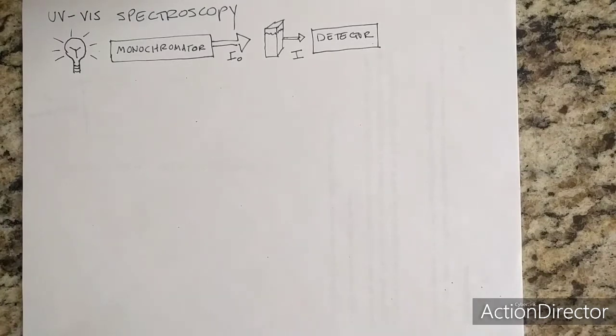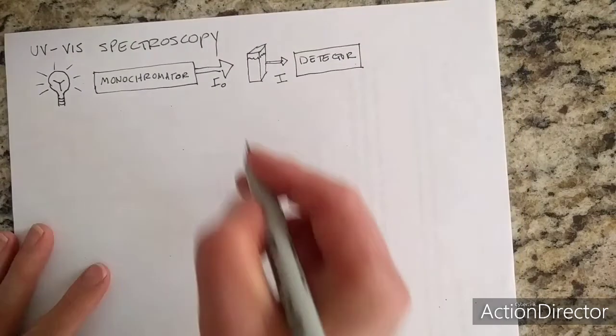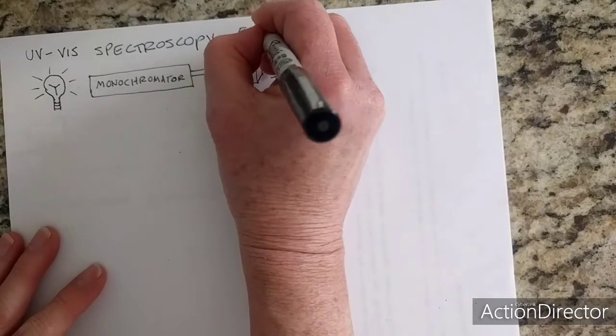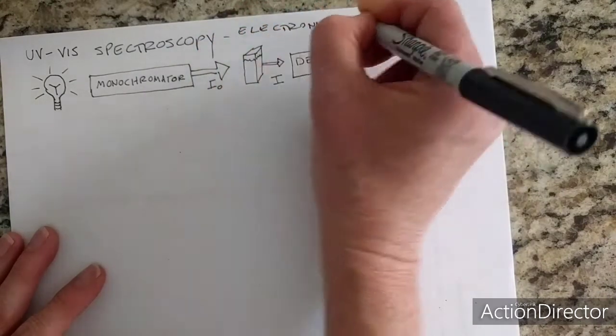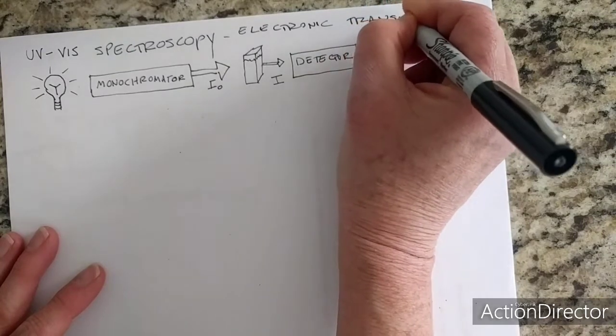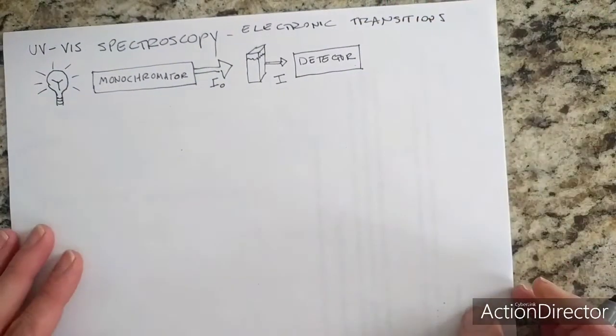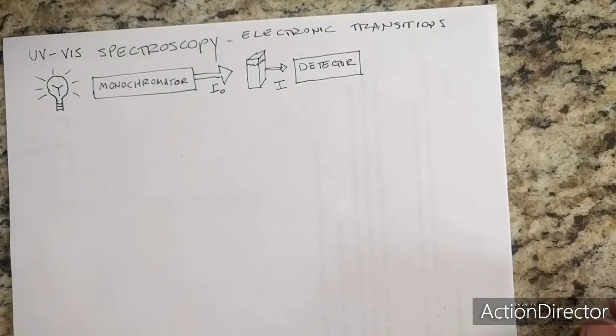All right, so up next we have UV-Vis spectroscopy. And UV-Vis spectroscopy is all about electronic transitions. Our EMR is going to come in. Our electrons are going to absorb that EMR, go to a higher energy level, and then of course they emit EMR when they go to a lower energy level. So our energy will be in the UV-Vis range that will excite electrons to higher energy levels.